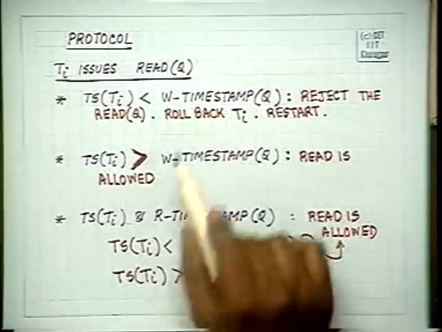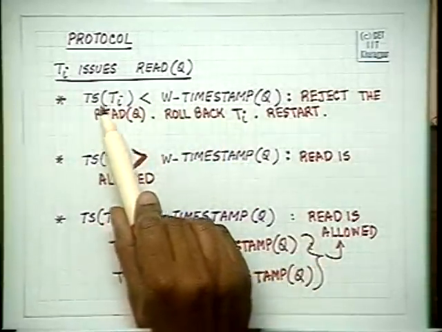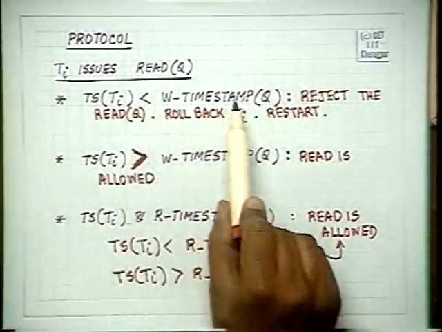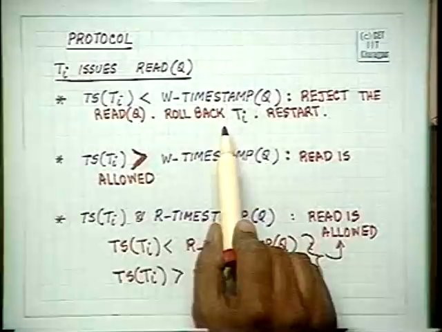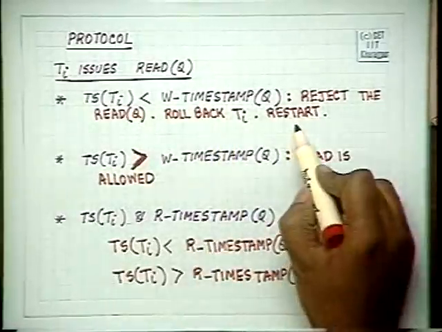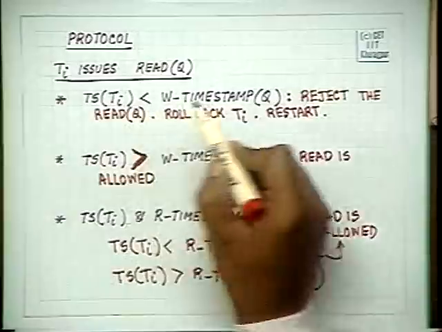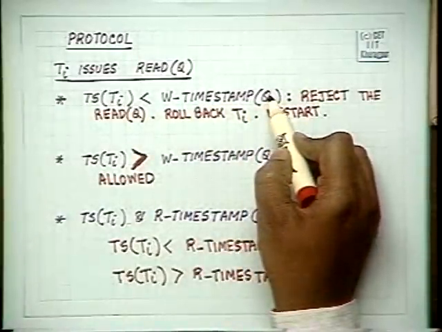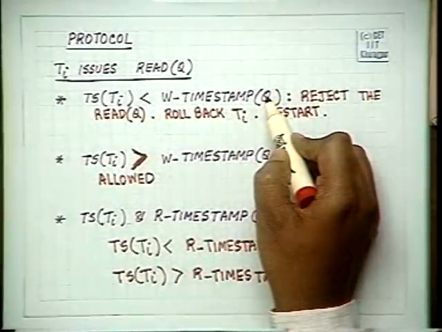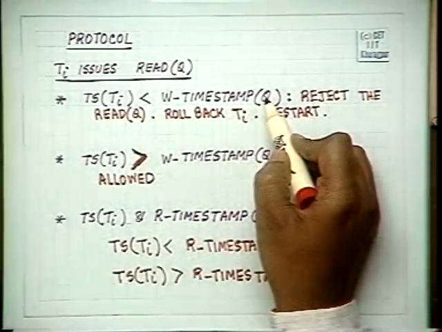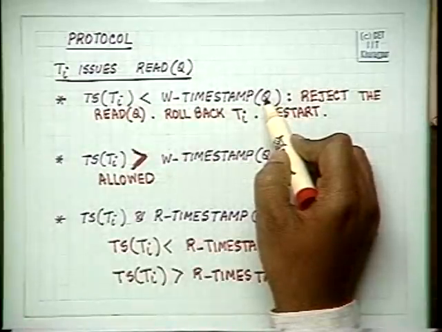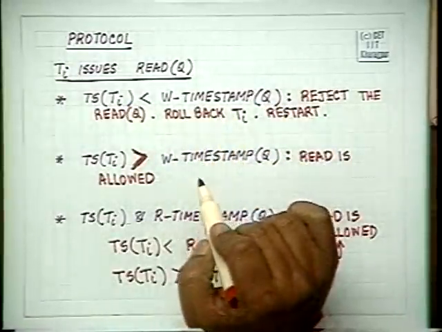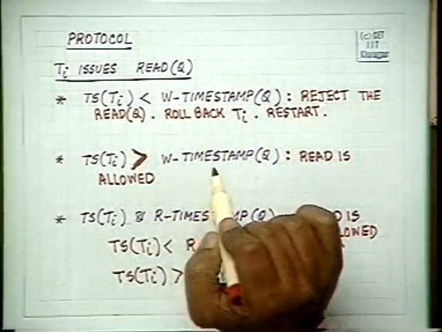So in read(Q), we just disallow it at this time, we roll back Ti and restart it. When we restart it, it gets a new timestamp which is greater than the timestamp of Tj which has written. So there should be no problem. When you restart it, it will start again. This is the overhead. A partially executed schedule may have to be restarted.